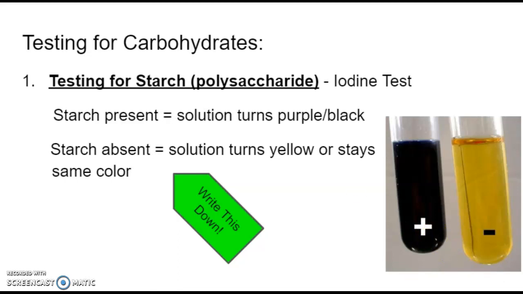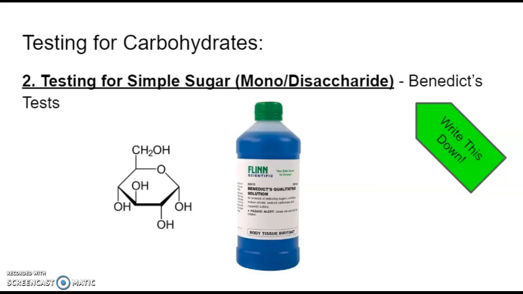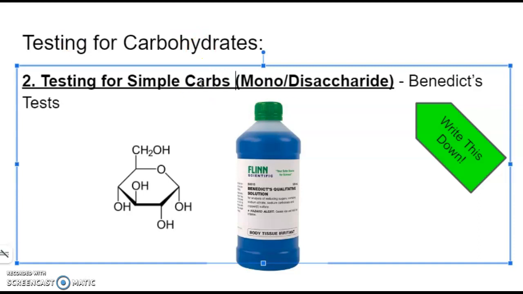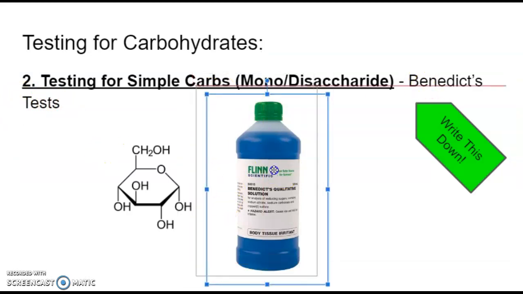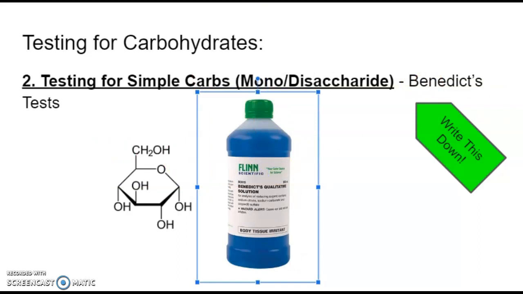How do we test for simple carbohydrates? Our simple ones made of monosaccharides or disaccharides. Simple carbs, there we go. We use something called Benedict's solution or Benedict's test. It's a chemical we can use, and I'll show you what we do with it in a second.